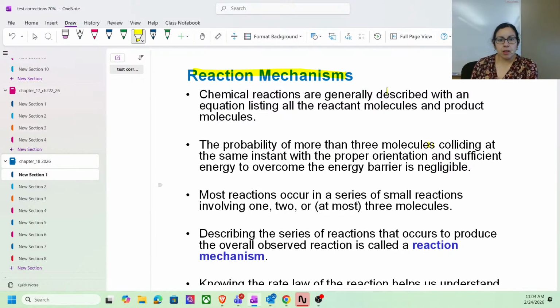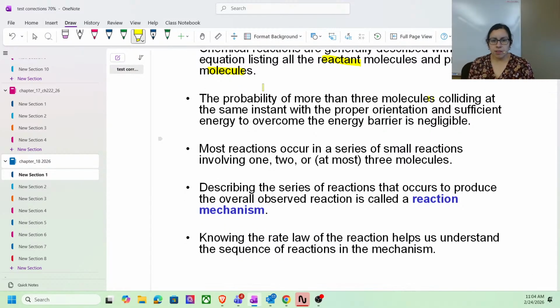Like we've seen, we have our chemical reactions, our reactants and our products. Then we're trying to figure out, again, what's our mechanism? So let's think about how this might occur. We've talked about how the reaction has to have some sort of collision, or maybe something is splitting apart in our mechanism. The point of this first statement is the probability of having three molecules colliding at the same instant, and it mentions this whole proper orientation.